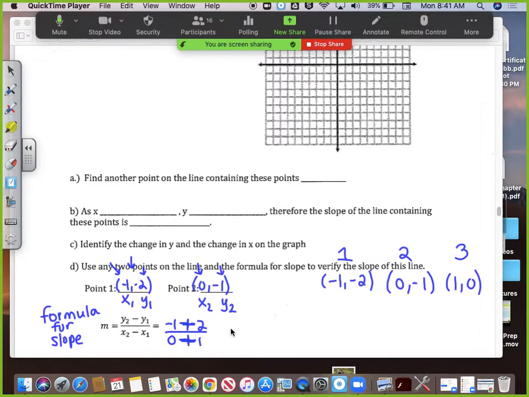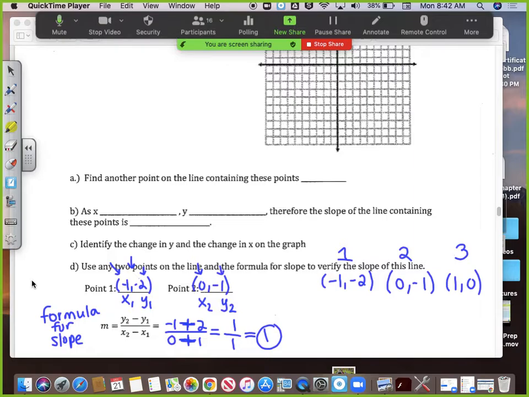Now we simplify the numerator and denominator separately. -1 plus 2 is 1. 0 plus 1 is 1. The slope of this line is 1 over 1. Whenever this happens and you can simplify the final answer, like 1 divided by 1, that's a fraction, yeah, but we could just simplify this to just being 1, and then that would be it. Your slope for this line is 1.